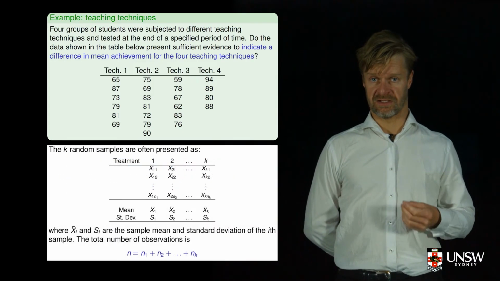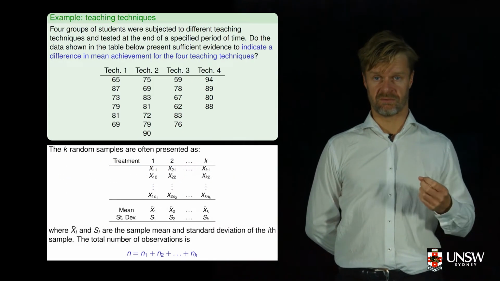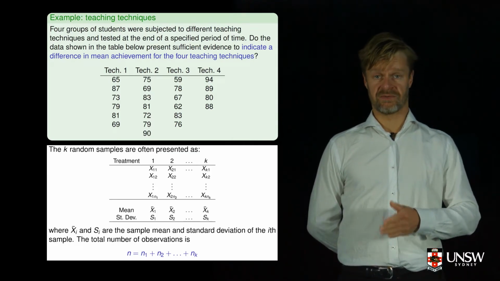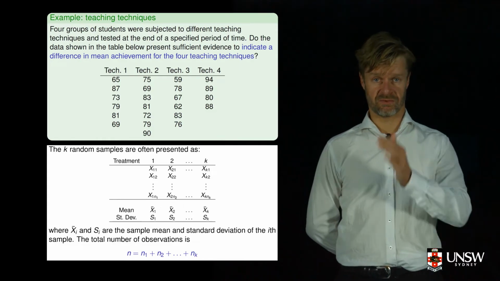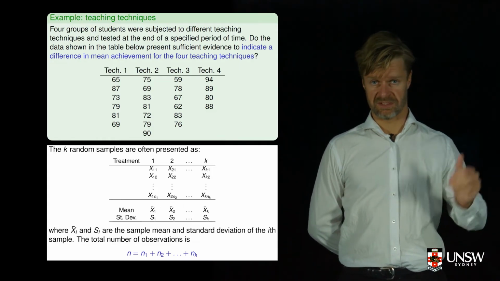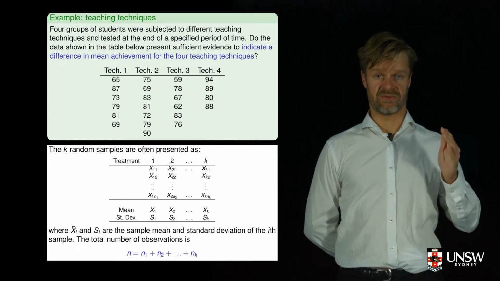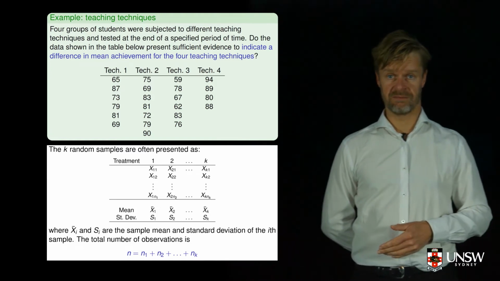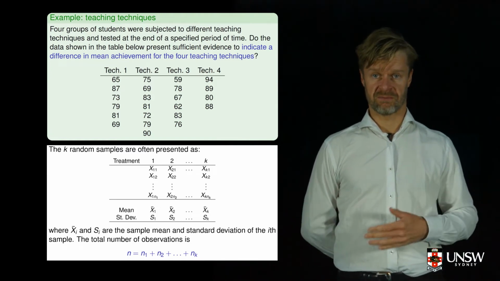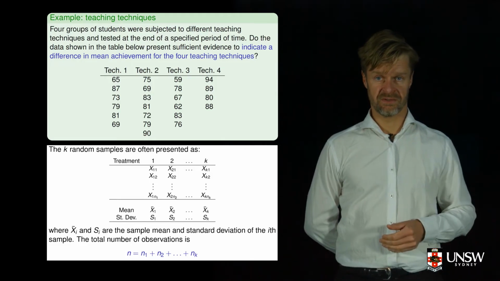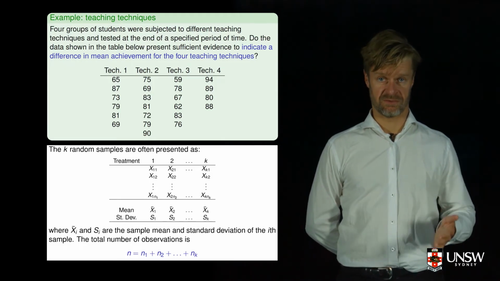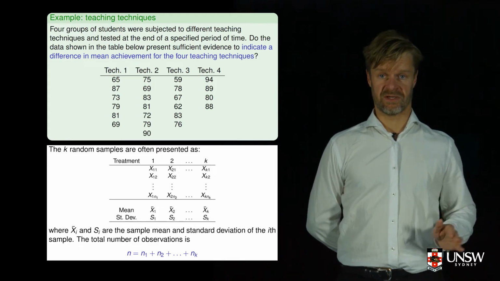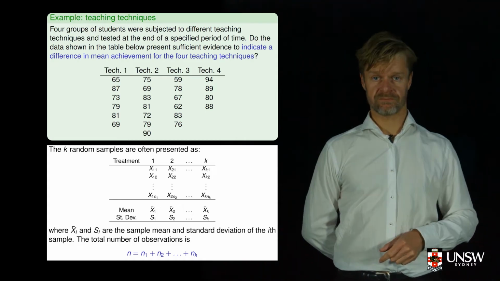The other key term to remember is that N is the total sample size. So we can say that we've got N1 observations in the first group, N2 in the second group, N3 in the third group, and N4 in the fourth group. Our total sample size N is the sum of those. So for the teaching technique example, we had 6 observations in the first group, N1 is 6. We had 7 observations in the second group, N2 is 7, N3 is 6, N4 is 4. And if you sum those up, N is equal to 23.